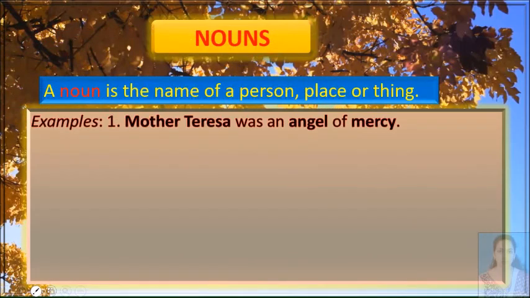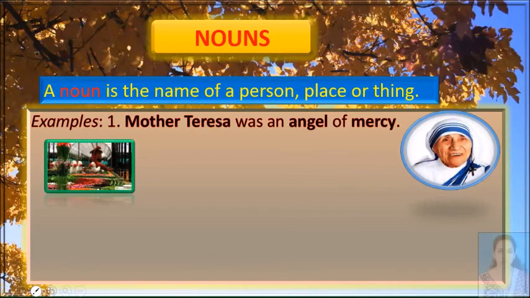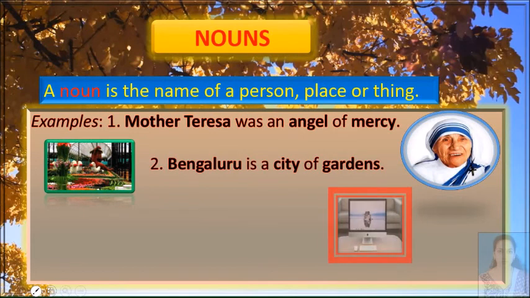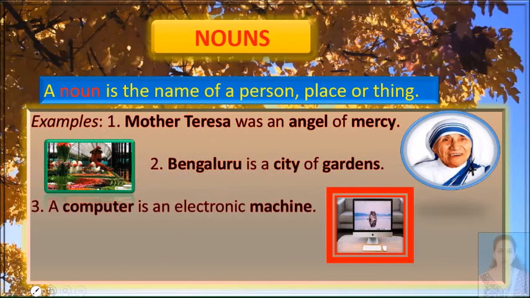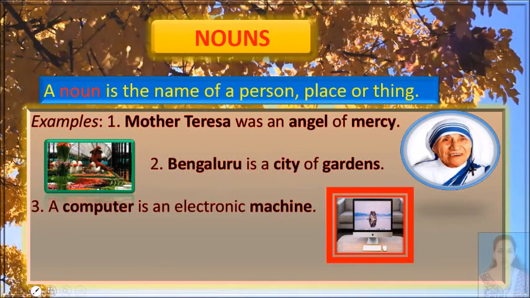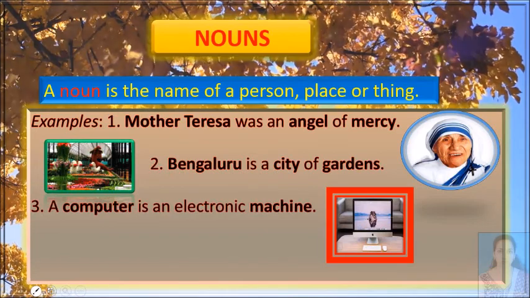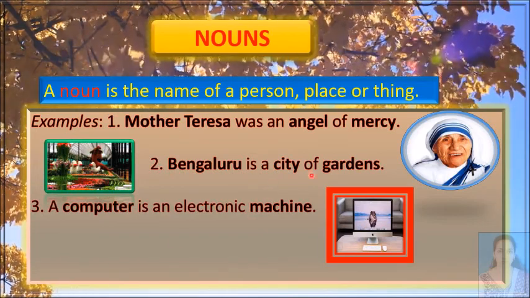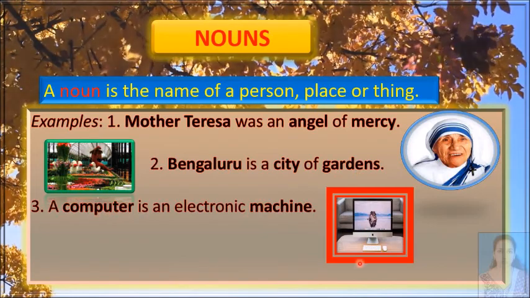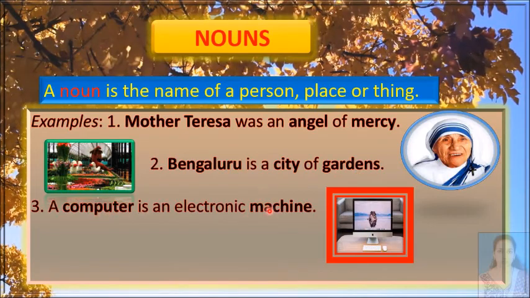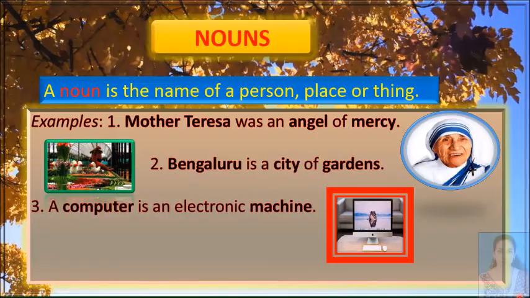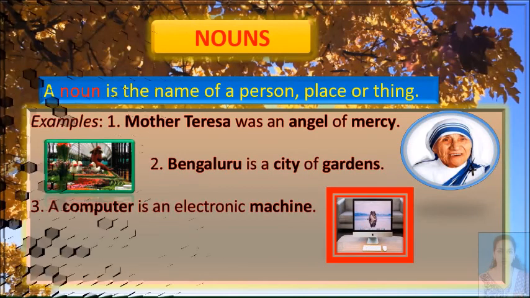Mother Teresa was an angel of mercy. Bengaluru is a city of gardens. A computer is an electronic machine. Here, Mother Teresa, angel, mercy, Bengaluru, city, gardens, computer, machine. These are the examples of nouns. Now let's learn the second part of speech, that is pronouns.